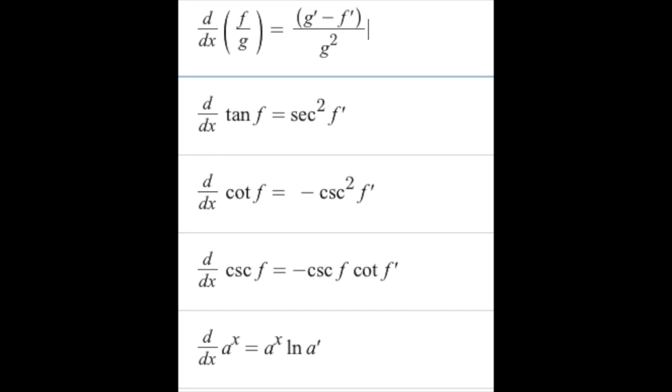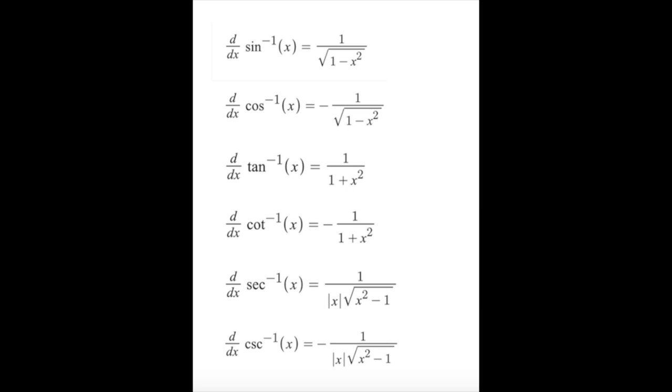So these are some derivatives of the special functions that you'll need to know on the exam. For example, we have the derivative of tangent, the derivative of cotangent, the derivative of cosecant, the derivative of a to the x, the derivative of the inverse of sine, inverse cosine, inverse tangent, inverse cotangent, inverse secant, and inverse cosecant. Here we have the rules for the derivatives of inverse functions of x.